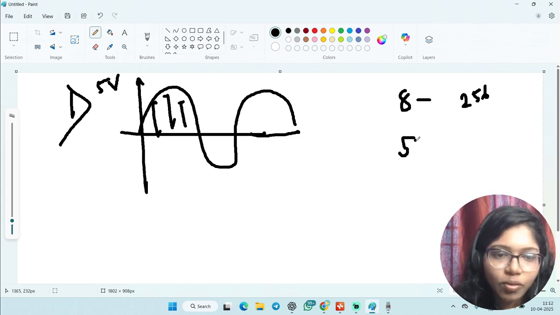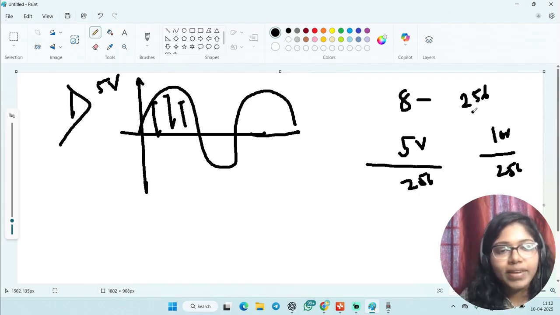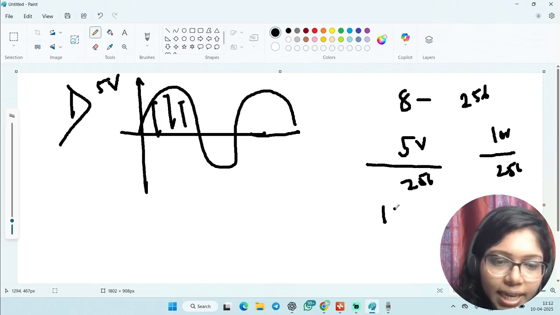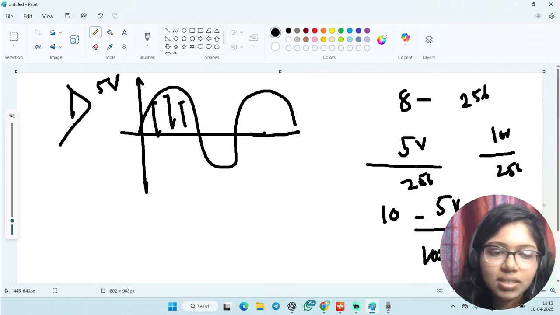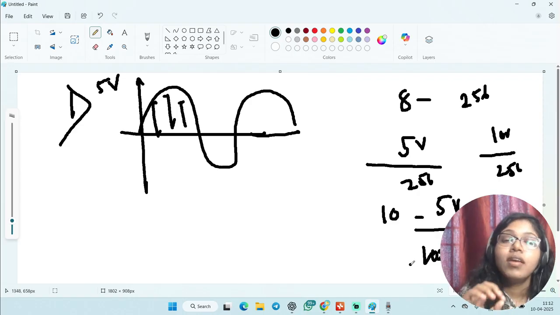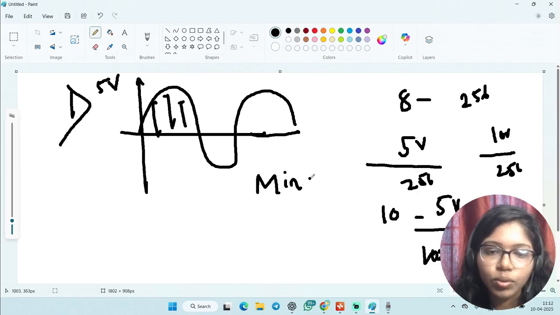You have to take the maximum voltage divided by the resolution. If you have taken 10 volts, you divide by a certain value. If instead of 8 bit you have chosen 10 bit, you have to divide the value by 1024. Okay, so that's how you find the minimum voltage value.